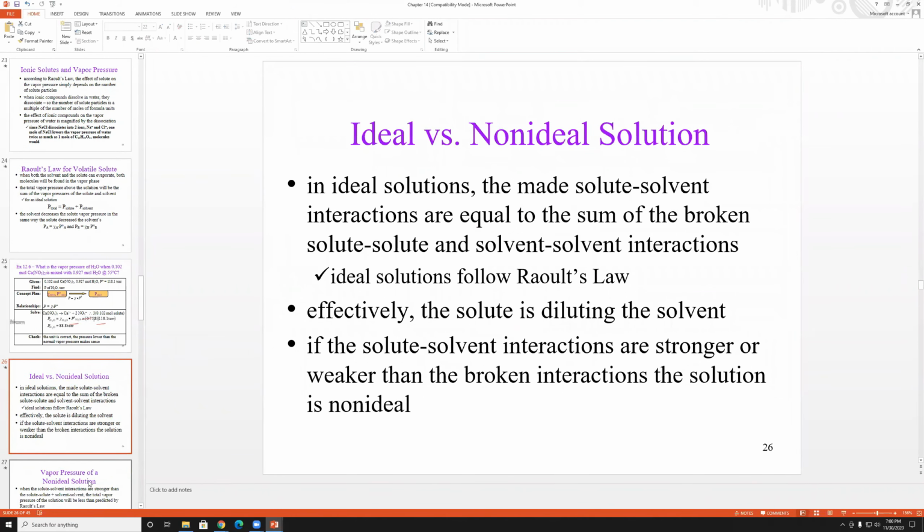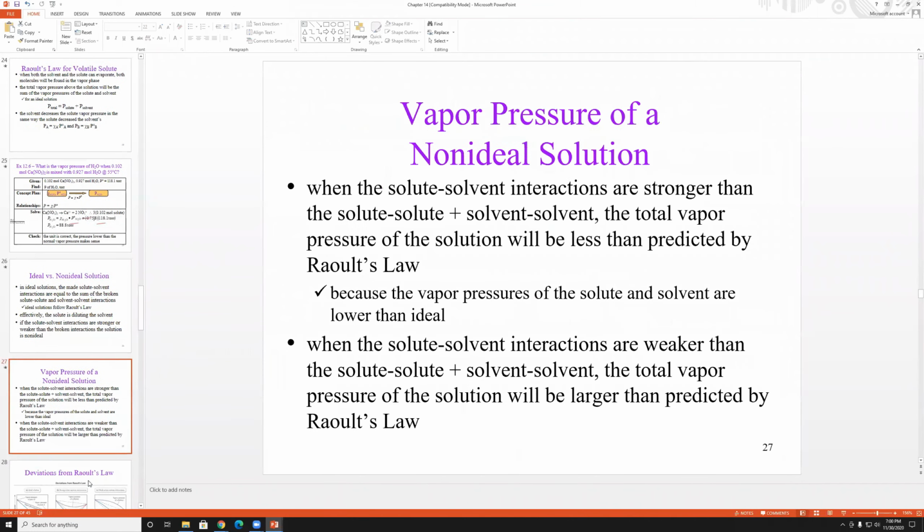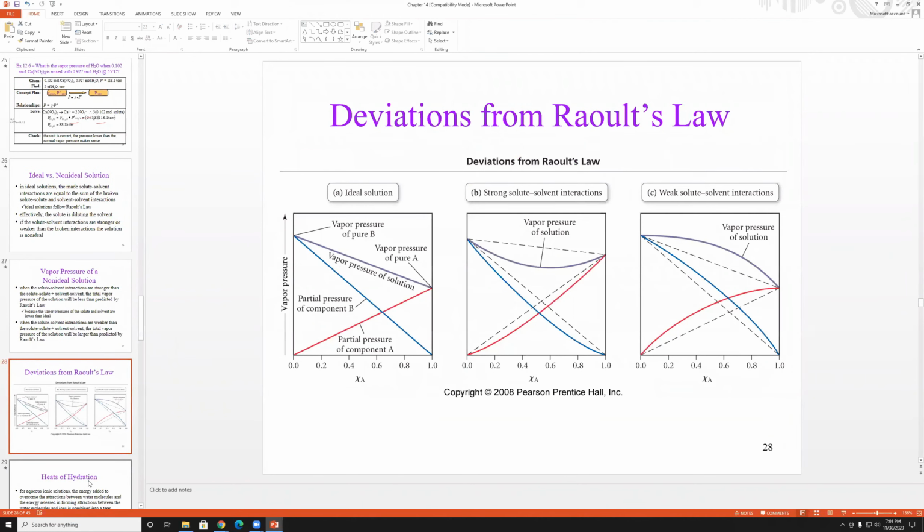So ideal versus non-ideal. It's not too important, really. Vapor pressure, but non-ideal. So, what do they say about non-ideal? Solute-solvent interactions are stronger. We know that already. So sometimes it could vary off of that, kind of like the ideal gas law. There are variations.